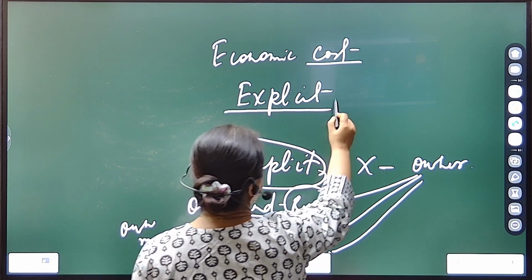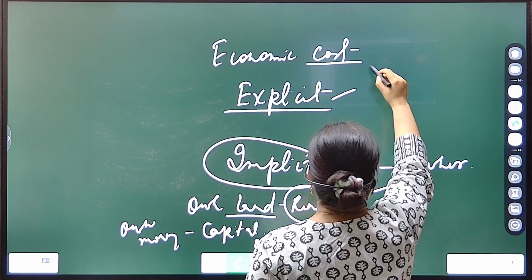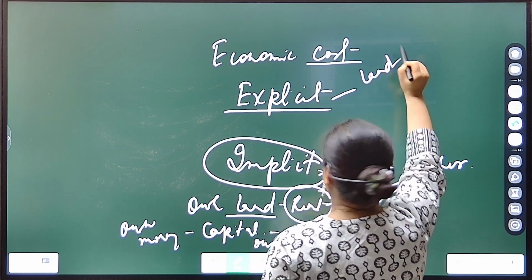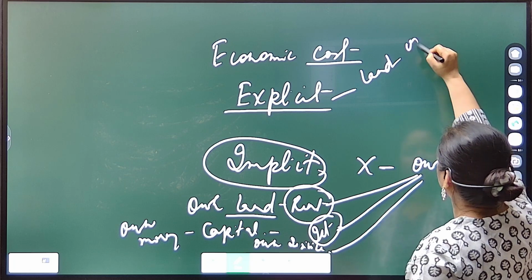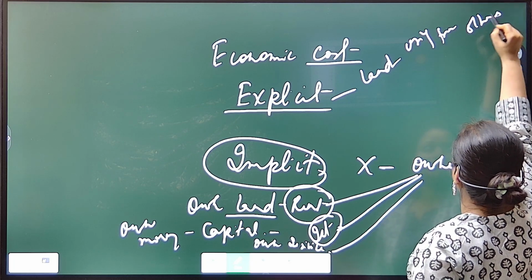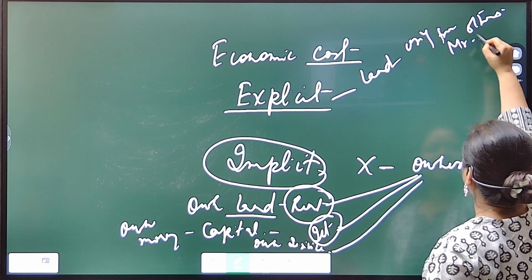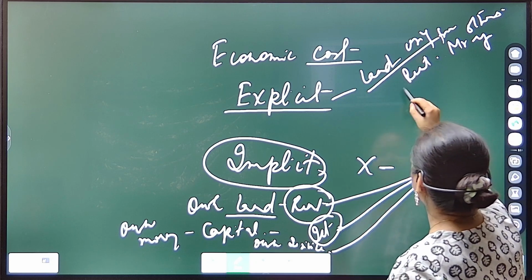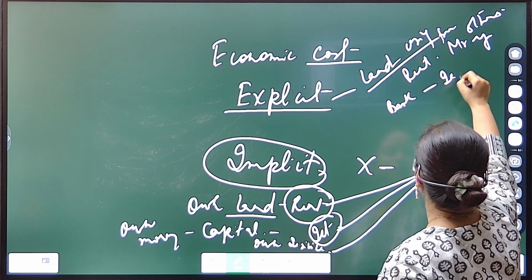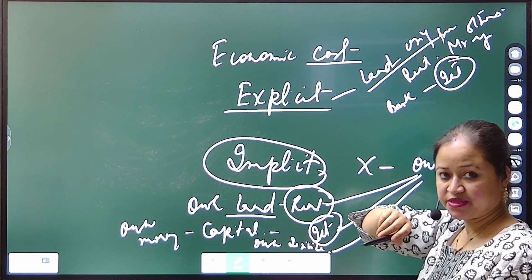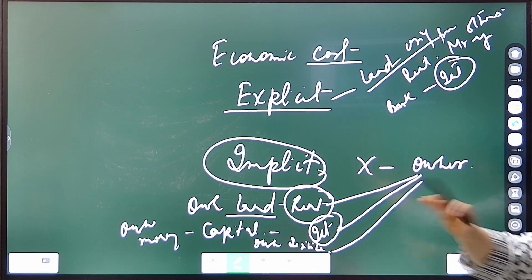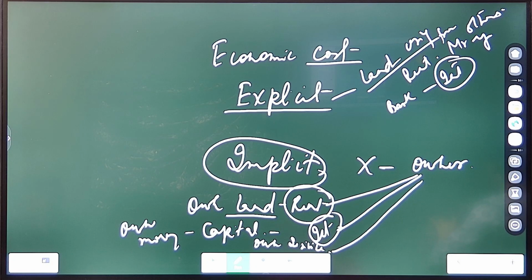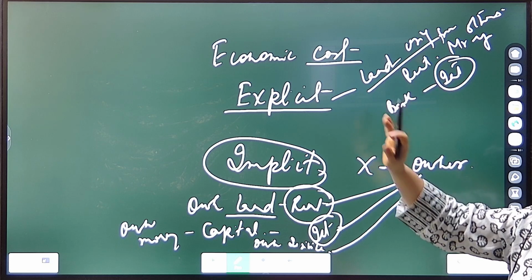Whereas explicit means you have taken a place, land you are using from others. Okay? Mr. Y's land you used, so for that you have to give rent, right? Suppose you have borrowed money from a bank. You have to pay interest, right? So that is your explicit cost, because you are paying it to someone else. You are paying it to outsiders, whatever you are using for the business purposes, okay? And that cost, you are paying it to outsiders.